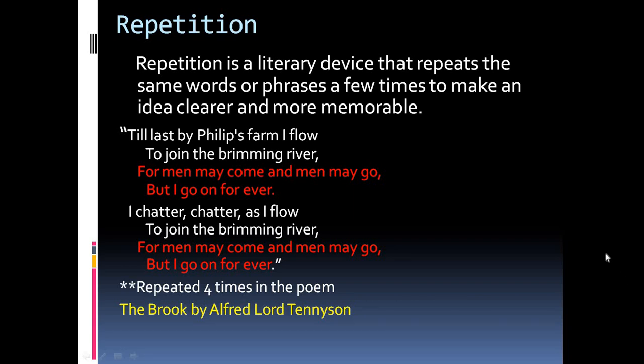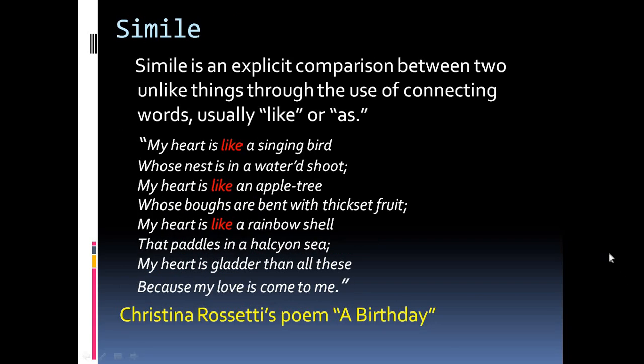So this is repetition. Okay, next, a very common one, simile. Simile is an explicit comparison. Explicit means to make it very clear, to make it understandable. So simile is an explicit comparison between 2 unlike things, 2 different things, through the use of connecting words, usually like or as. In poems, you will find the connecting words like, as, to compare two things. It's a comparison between two different things.